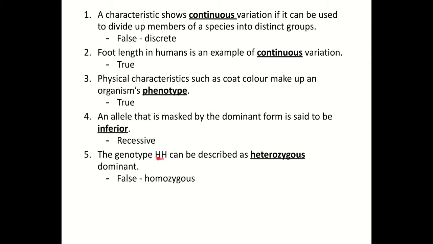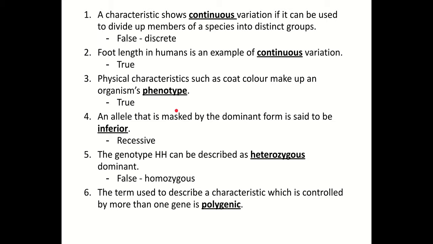The term used to describe a characteristic which is controlled by more than one gene is polygenic. That's true. Poly means many, genic means genes.